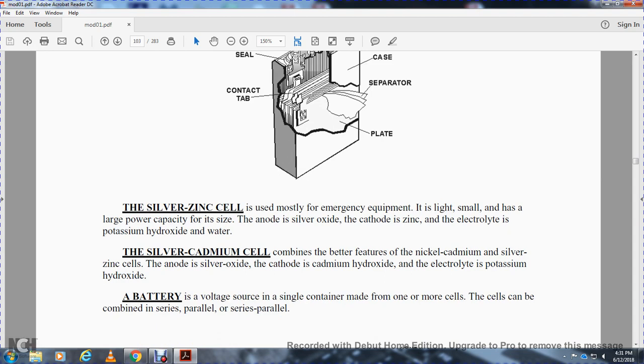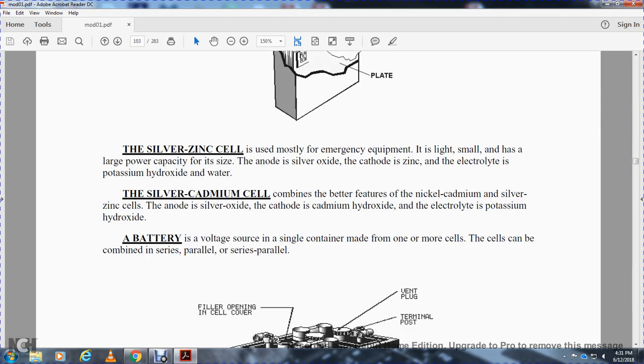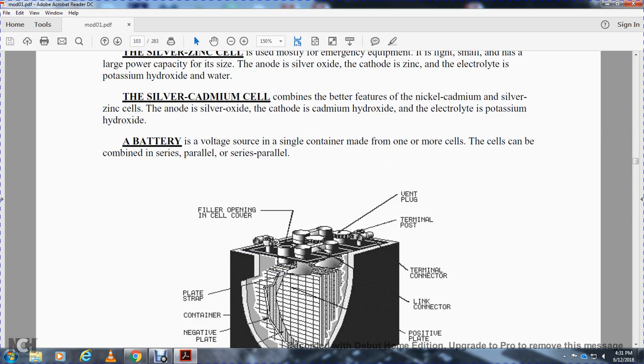The silver cadmium cell combines the better features of the nickel cadmium and silver zinc cells, with the anode silver oxide, cadmium hydroxide, and electrolyte potassium hydroxide. Batteries are voltage sources with a single container made from one or more cells. The cells can be combined in series, parallel, or series parallel.